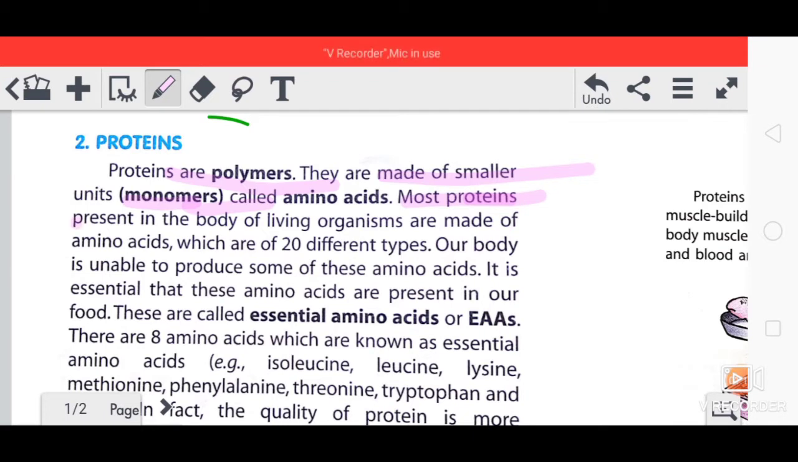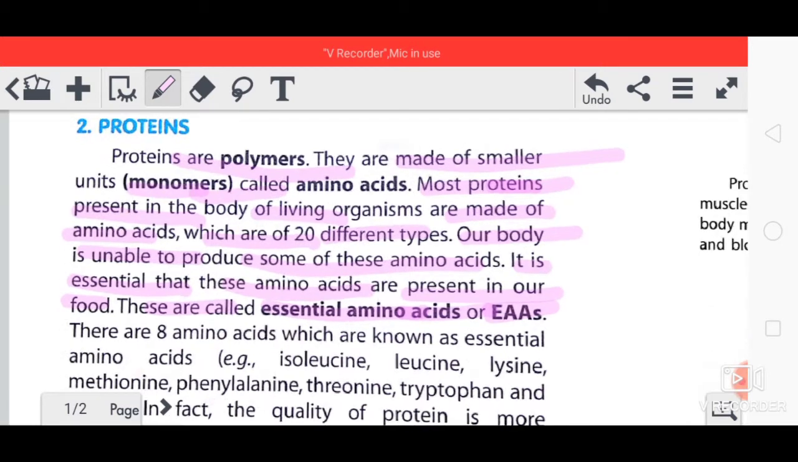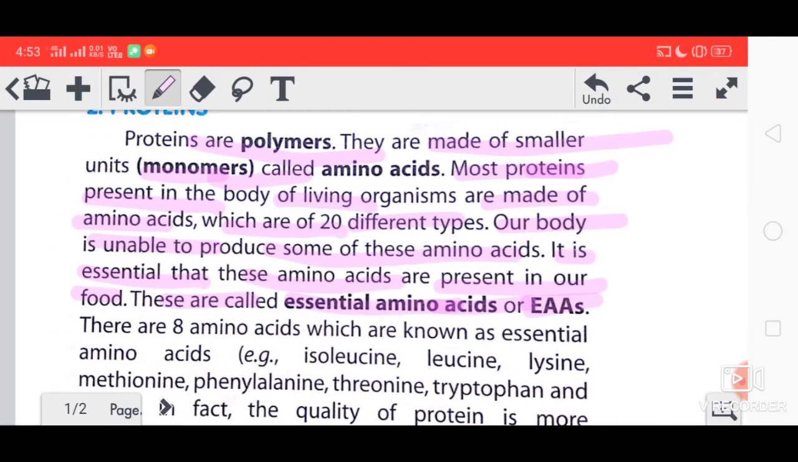Most proteins present in the bodies of living organisms are made up of amino acids, which are of 20 different types. Our body is unable to produce some of these amino acids, so it is essential that they are present in our body. These are called essential amino acids, in short EAAs. There are 8 amino acids known as essential amino acids.